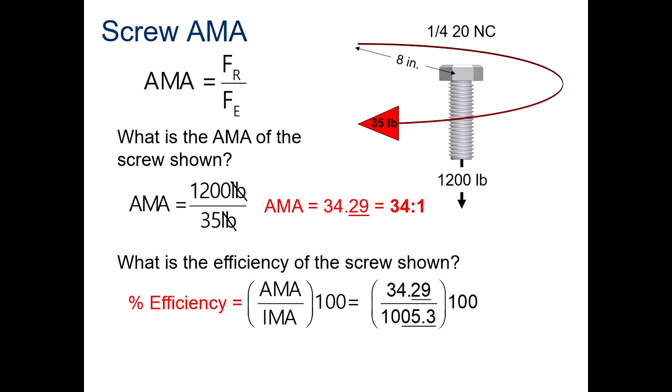All right, so if we look at this, we can tell that this is going to be very inefficient. Okay, it's 3.4% efficient, which is good for a bolt or screw, because if we're tightening something in place, we want it to stay there. Okay, so we tighten it down. We don't want it coming loose, so we want that to be very low efficiency.